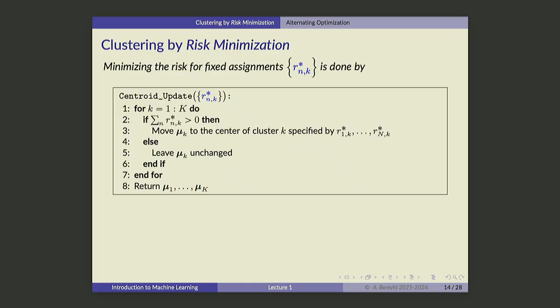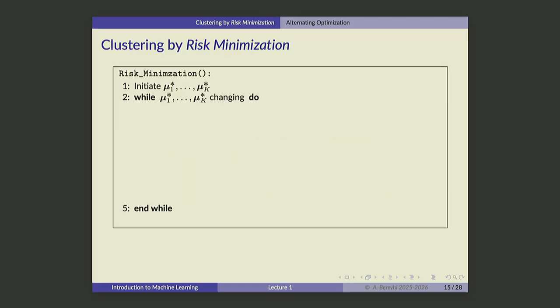Questions? No question? Everybody's cool? Great. So if you've got no questions, then we had this risk minimization algorithm. In the risk minimization, we say we start with a bunch of mu. Then we optimize in terms of R. Once we find the optimal R, then we fix R and optimize in terms of mu. And we keep on going like that, right?